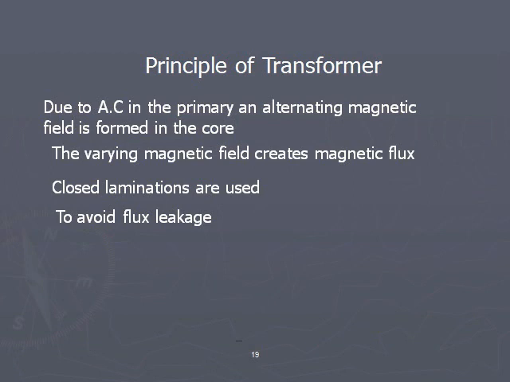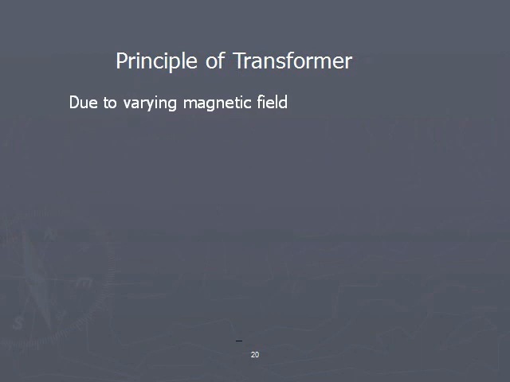This flux, that is the magnetic field, passes through the core between the two coils. If the core is a closed one, then there will be no loss of flux. So the leakage of flux will be eliminated if the core is a closed one. So we use rectangular strips so that they form closed loops. That is how we eliminate the loss of flux.